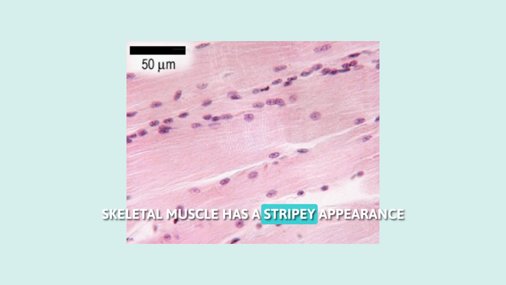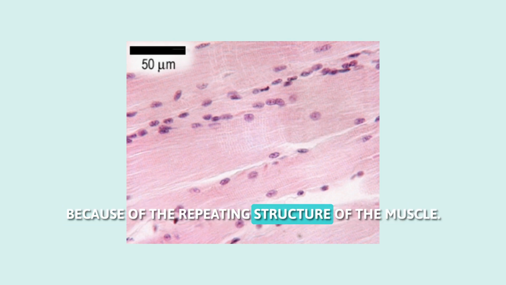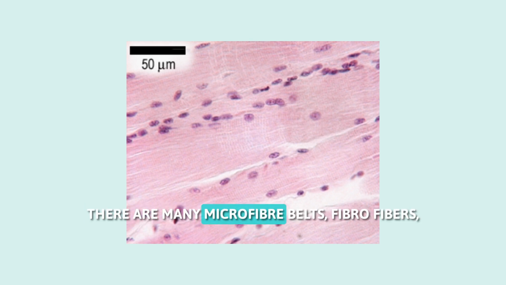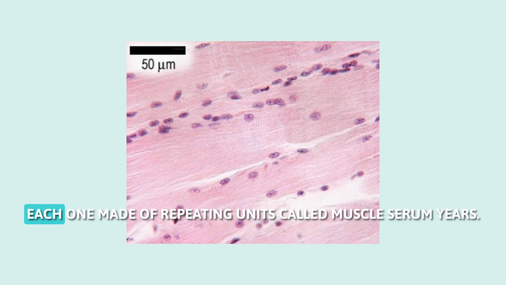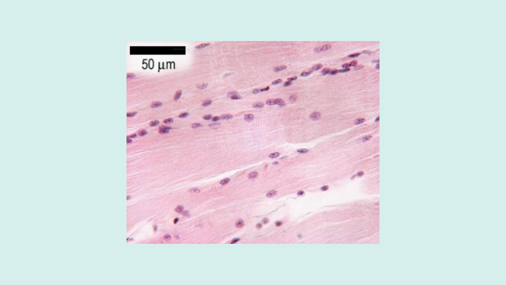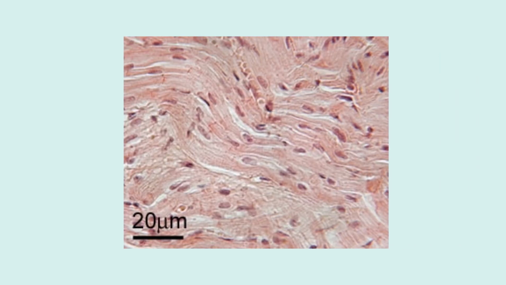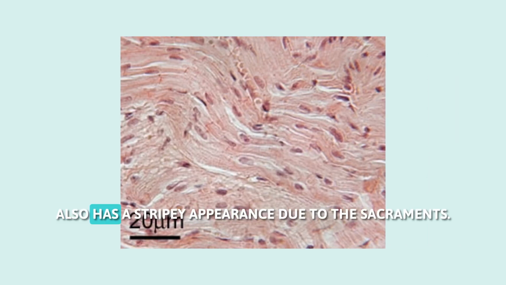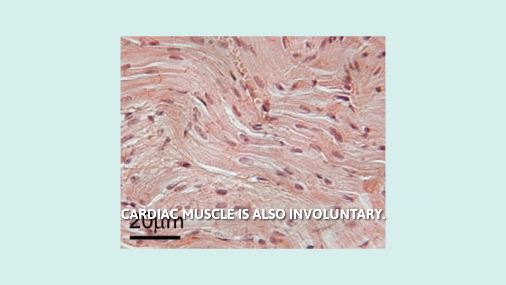Skeletal muscle has a stripy appearance. Because of the repeating structure of the muscle, there are many myofibrils, fibers, each one made of repeating units called sarcomeres. Cardiac muscle also has a stripy appearance due to the sarcomeres. Cardiac muscle is also involuntary.